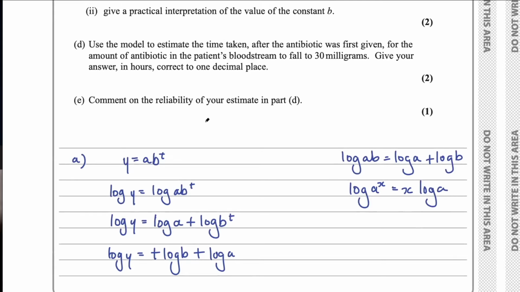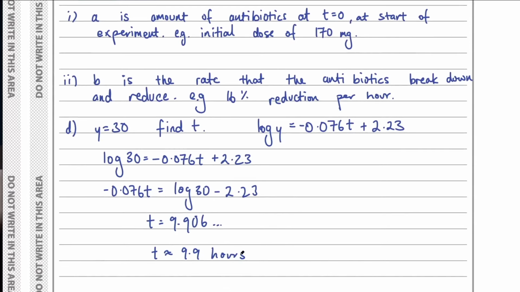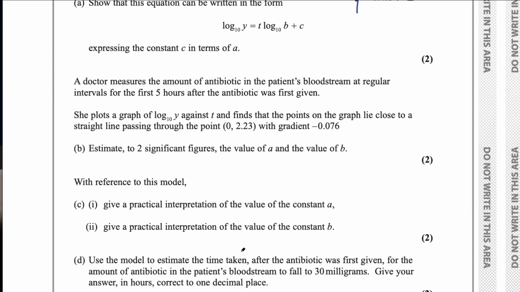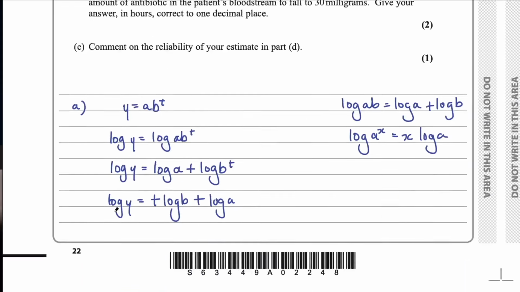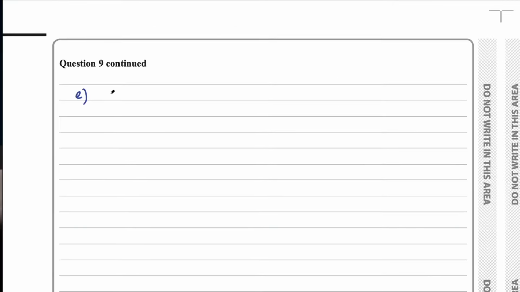Part E says comment on the reliability of your estimate in part D. Well, remember our answer for part D was 9.9 hours, and go back to part B, it said the doctor measures the amount of antibiotic for the first 5 hours. So this answer we got is extrapolating, and the problem with extrapolation is that it goes beyond the data and therefore inherently it becomes less reliable. So for part E, we can say it's not reliable for those reasons. So we are extrapolating.